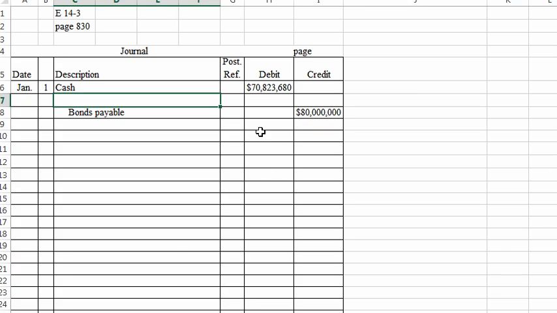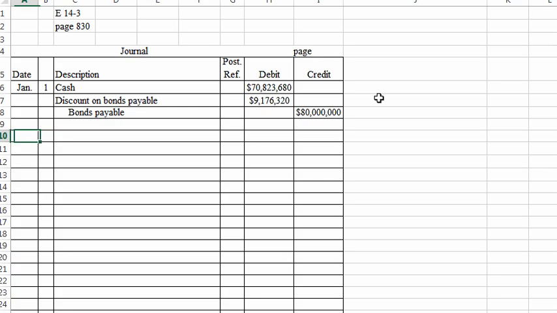So now what? The entry doesn't balance, right? Well, remember we said the difference in those two is going to be our discount. We'll call that discount on bonds payable. It's equal to 80 million minus $70,823,680. So we've got a discount here of $9,176,320. That takes care of instruction 2.